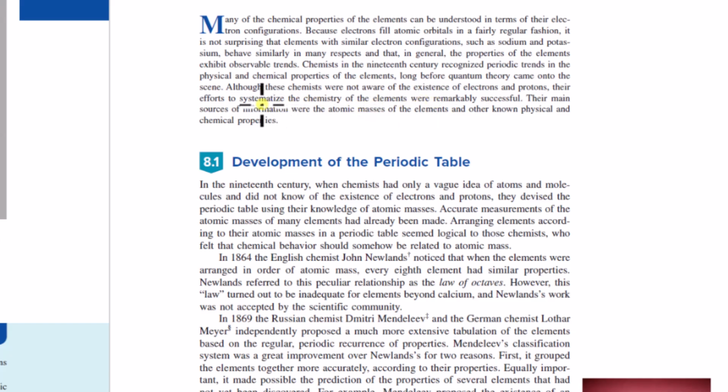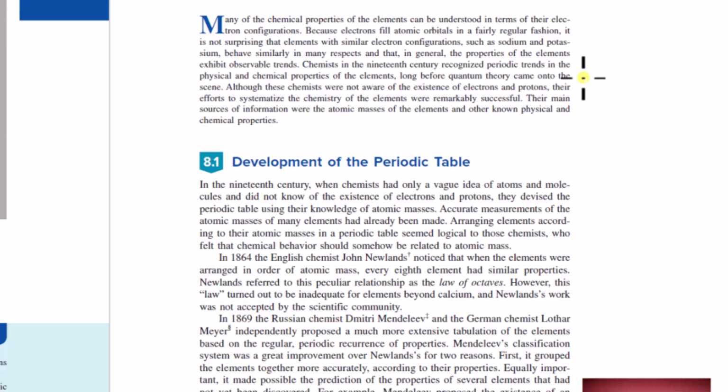Their efforts to systematize the elements in the beginning, before they knew about electrons, protons, and quantum theory, was successful because they could order the elements by atomic mass. So the first element was this atomic mass. The second element was the next heaviest element. The third element was the next heaviest element.